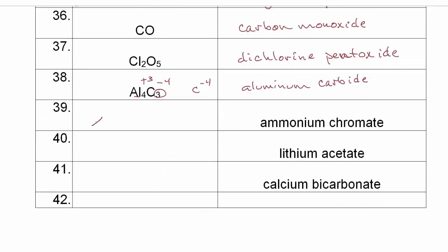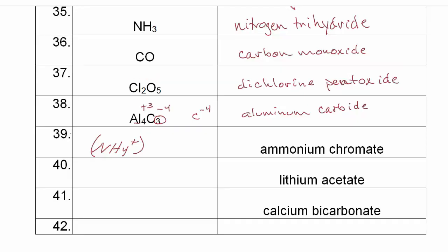Ammonium chromate. Ammonium is NH4. Chromate is CrO4 -2. So I need a 2 subscript there, and you can either write 1 here or not write anything, because if nothing's written, it means a 1. Lithium acetate. Lithium is in group 1. Acetate is a polyatomic ion, C2H3O2, with a -1 charge.